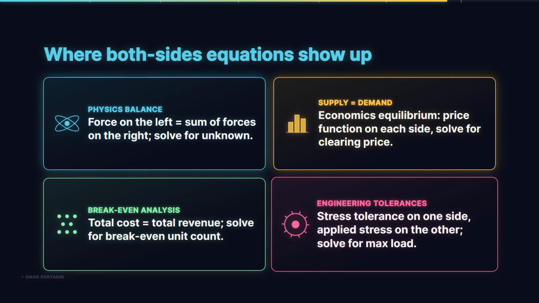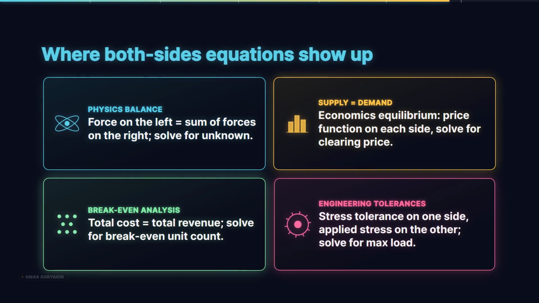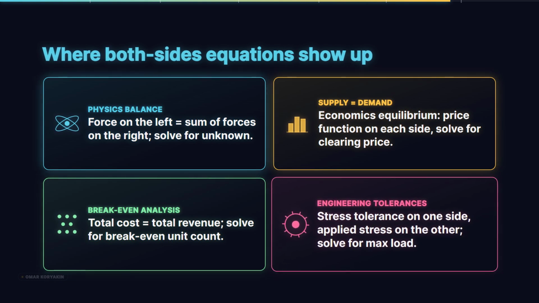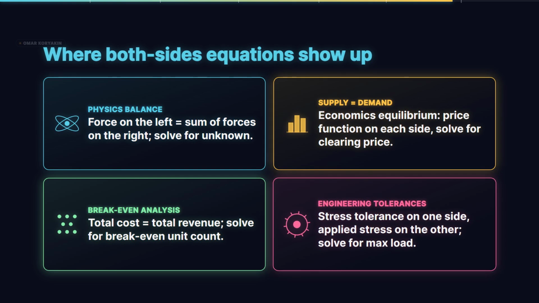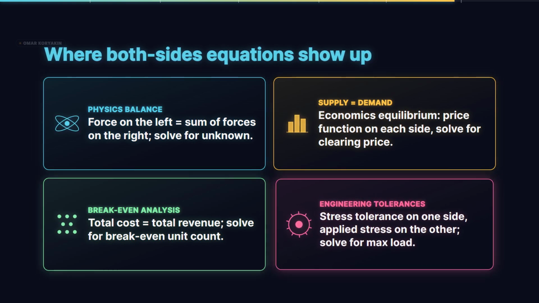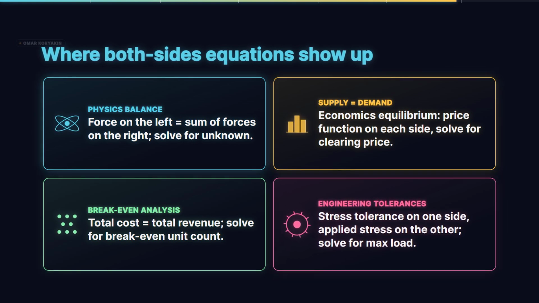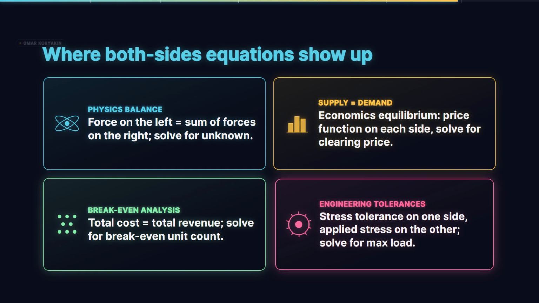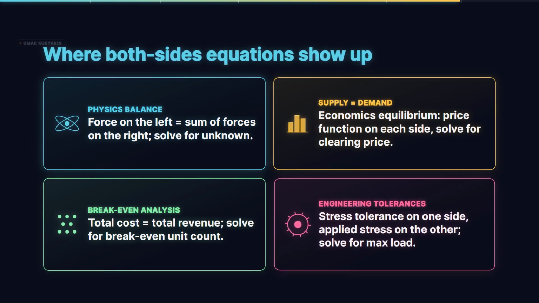In engineering tolerance and load analysis, the structural stress tolerance of a material on one side equals the applied stress on the other side at the maximum acceptable load. Both expressions involve the load variable, and solving for the maximum load is a both sides equation that engineers compute on every design review. The skills you are building this week are the everyday currency of mechanical, civil, and electrical engineering.